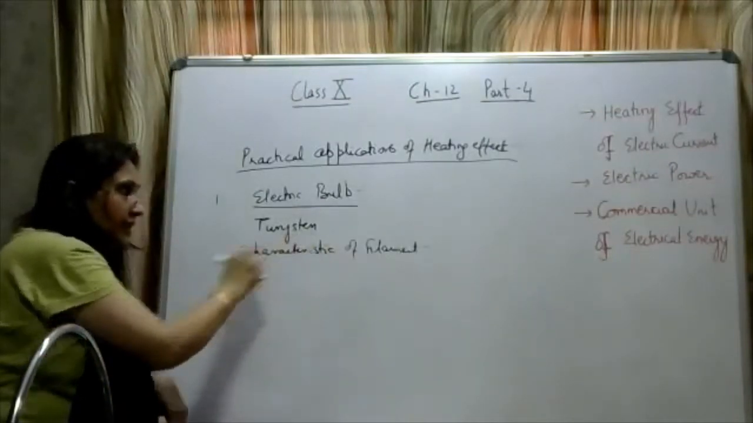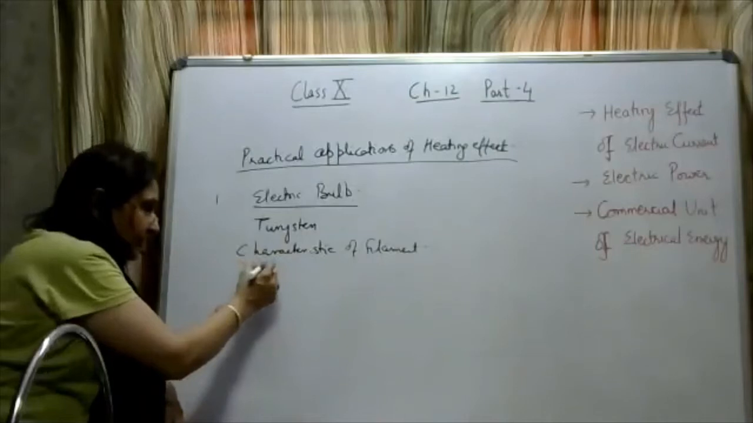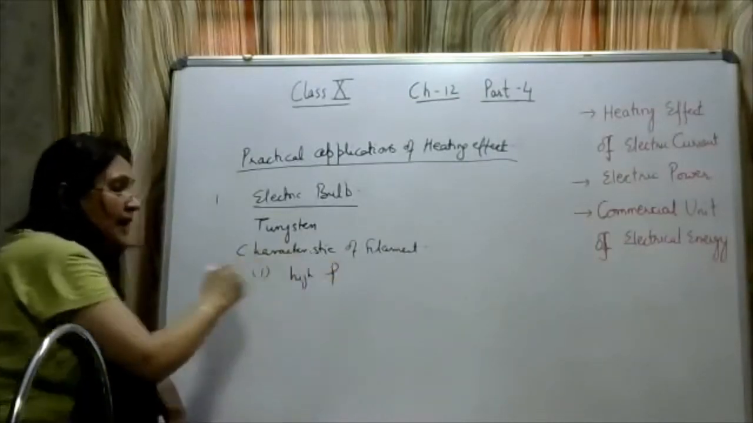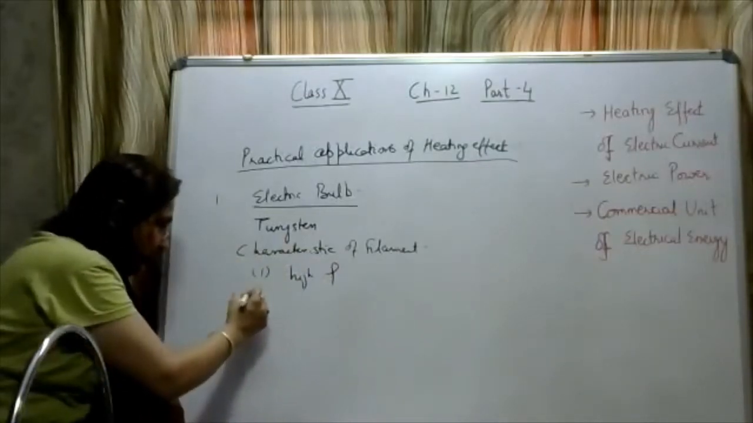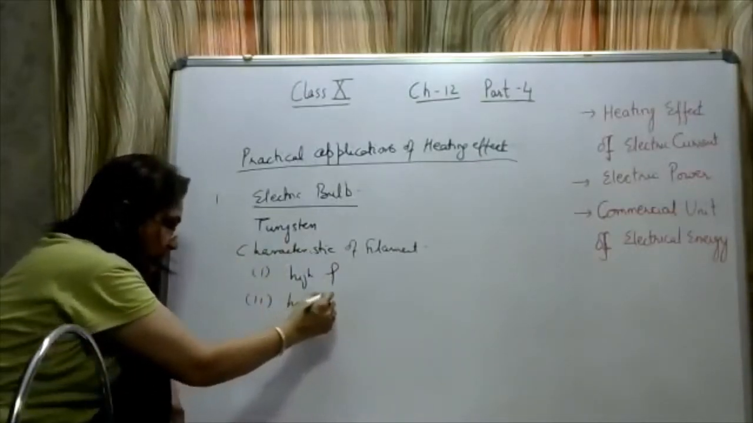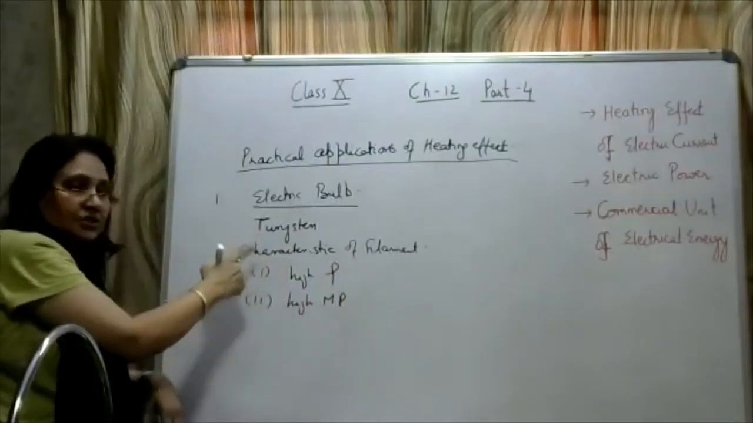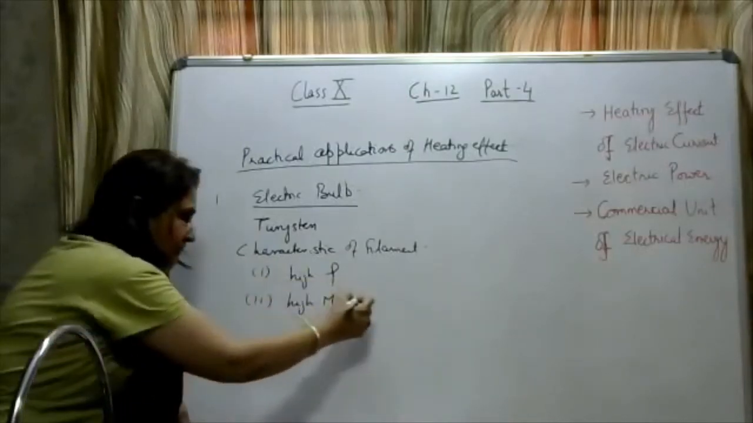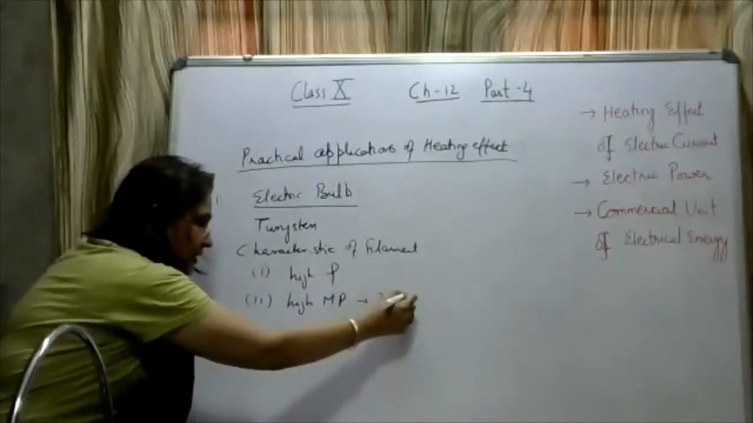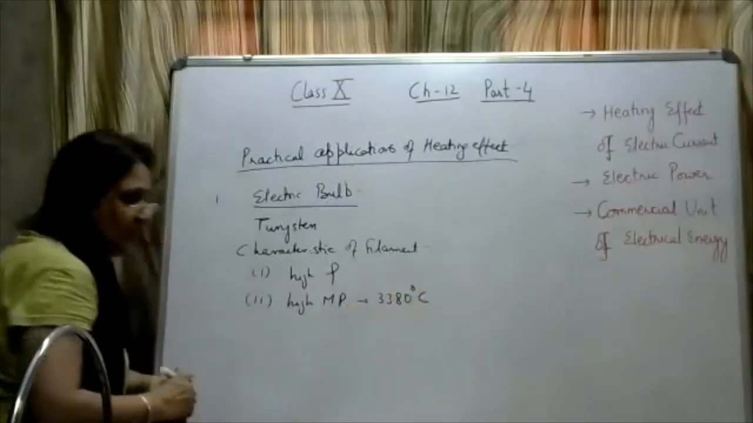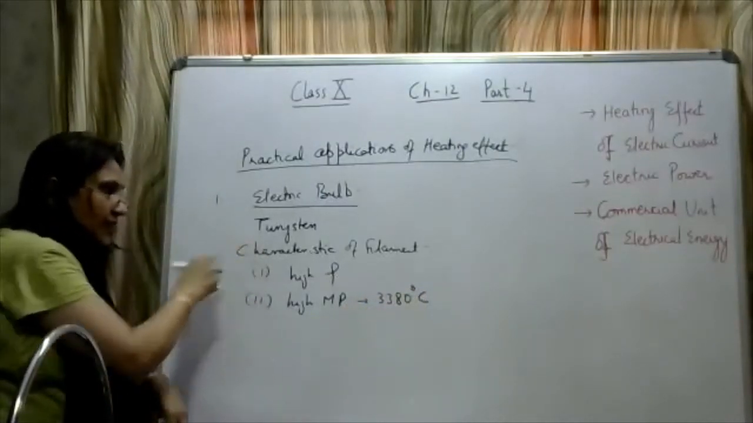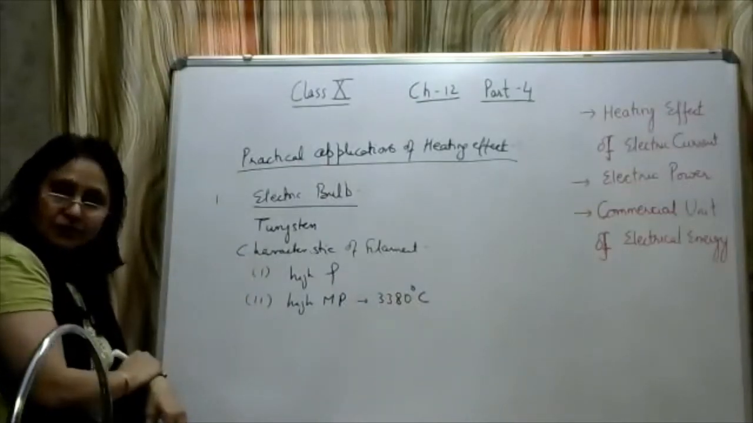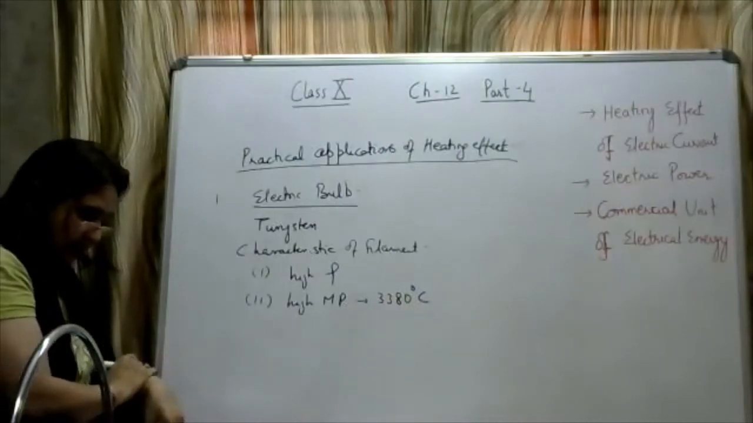The characteristics of the filament of the electric bulb: first, it should have high resistivity. And second, it should have a high melting point. That is why tungsten is used, which has high resistivity and also a high melting point. The melting point of tungsten is 3380 degrees Celsius. So tungsten is used as the filament for an electric bulb because of its high resistivity and high melting point.